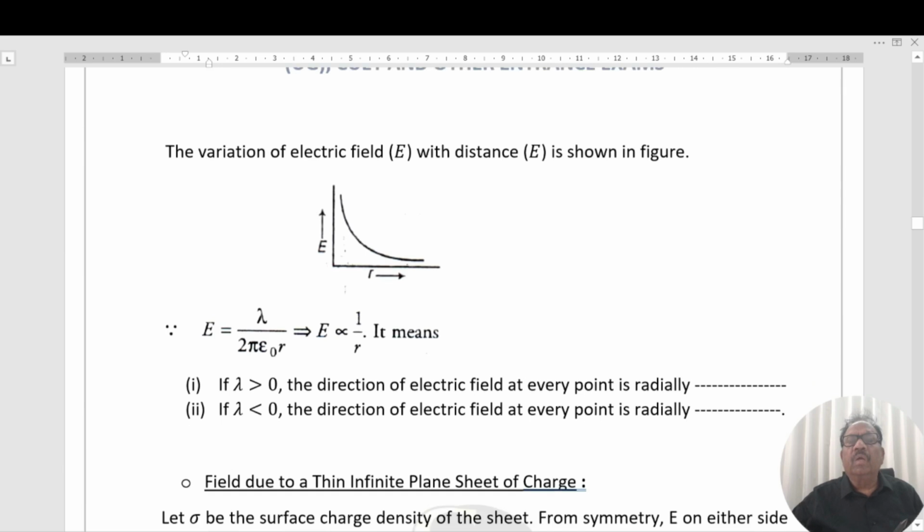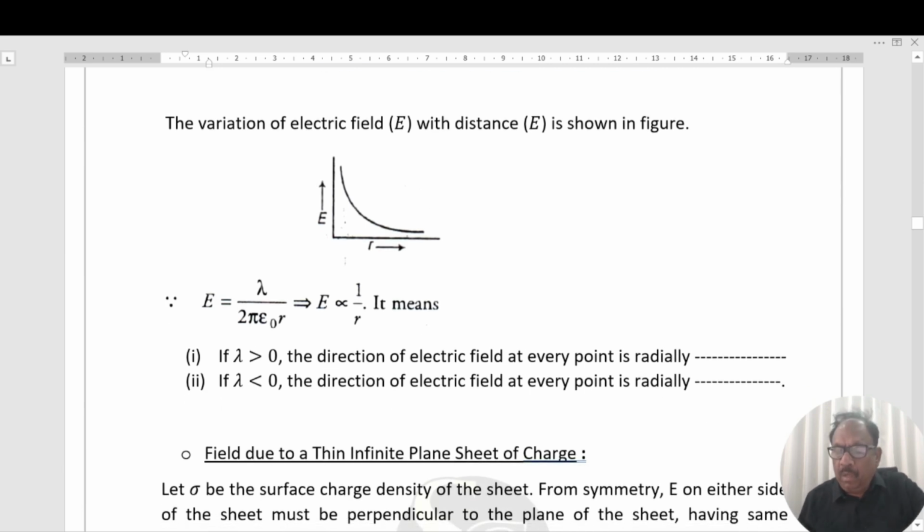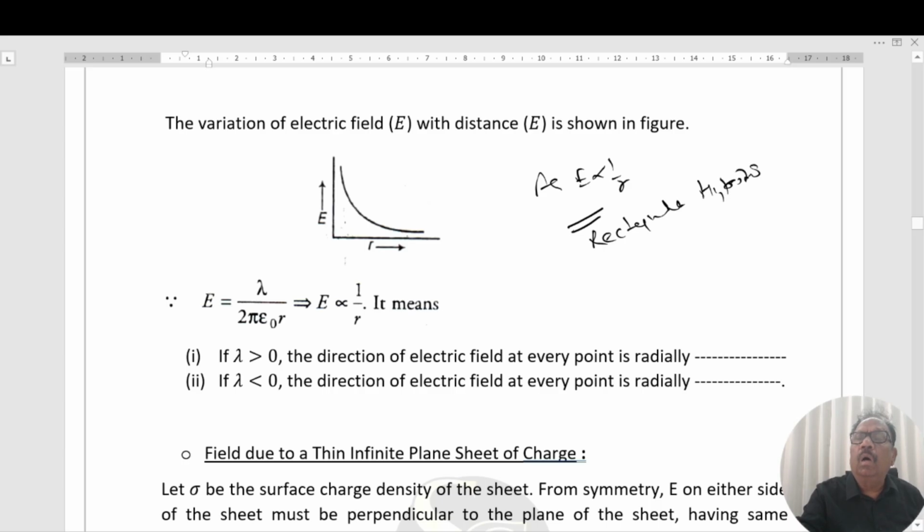Next, the variation of electric field: E is inversely proportional to r. It is known as a rectangular hyperbola. It decreases like this. If lambda is greater than 0, the direction of the electric field at every point is radially outward. If it is less than 0, it is inward.